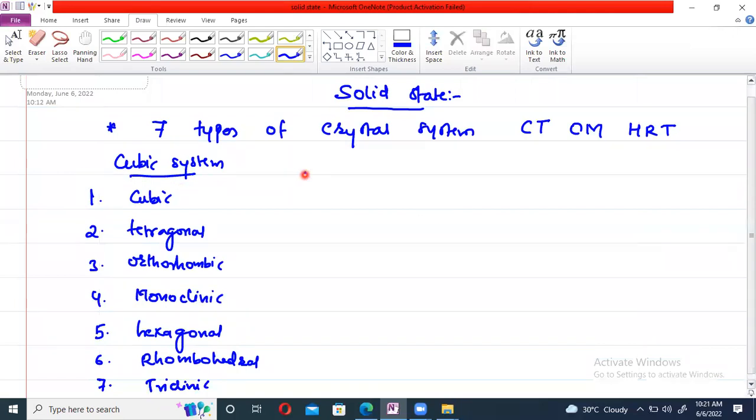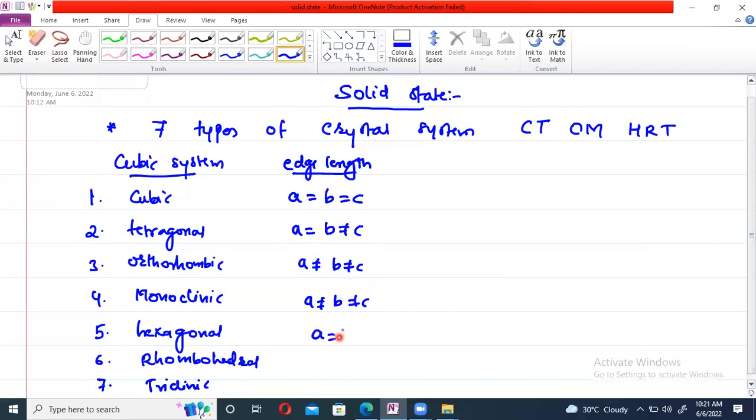For these systems, we have the edge lengths as well as the axial angles. What are the edge lengths? Let us say a equal to b equal to c, then a equal to b not equal to c, then all are not equal. Then repeat the back side: all are not equal, a equal to b not equal to c, then all are equal. But for triclinic, all are not equal. That is a way to remember. First 3: all equal, a equal to b not equal to c, all not equal. Then repeat the back side: not equal, a equal to b not equal to c, and then all are equal. The last one is all not equal.